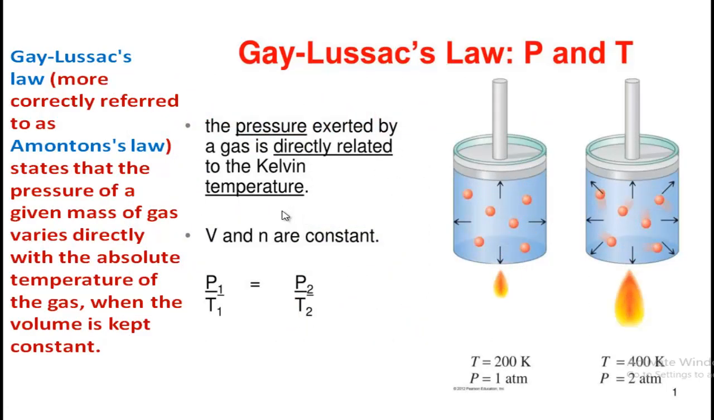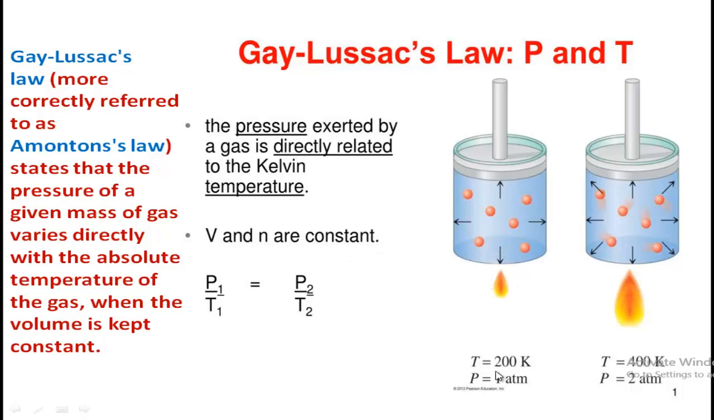What is Gay-Lussac's law? The pressure of a fixed mass of a gas which has a fixed volume is directly proportional to its absolute temperature, that is, Kelvin temperature. That means the pressure exerted by a gas is directly related to the Kelvin temperature, where the volume and mass of the gas are constant. Follow the picture.